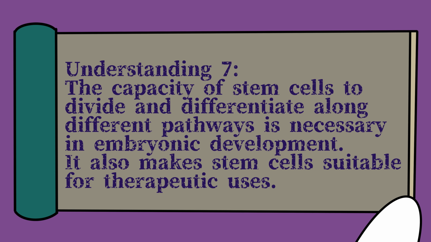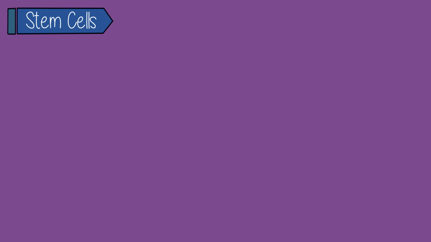Understanding 7. The capacity of stem cells to divide and differentiate along different pathways is necessary in embryonic development. It also makes stem cells suitable for therapeutic uses. Stem cells are important because of its two key properties.